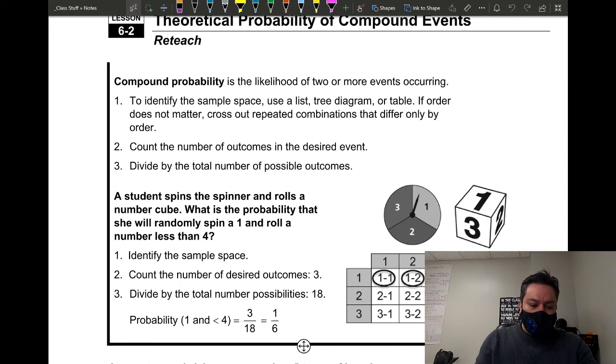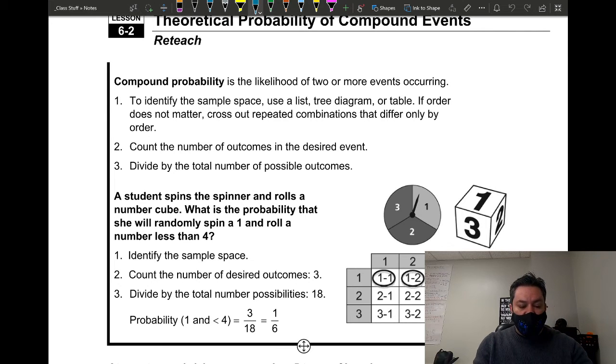It says to identify the sample space. First of all, you have to identify the sample space, using a list, a tree diagram, or a table. If the order does not matter, cross out repeated combinations that differ only by order. Two, count the number of outcomes in the desired event.